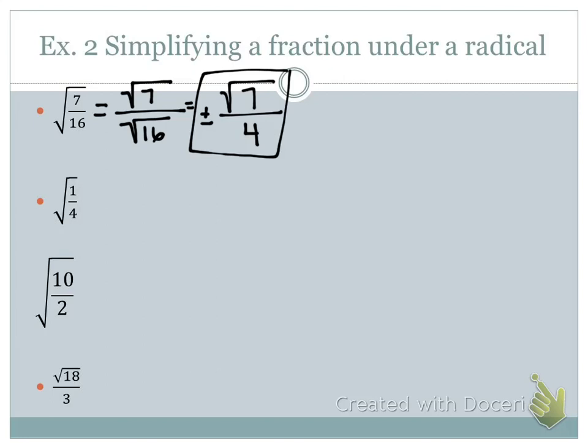Okay. Let's do the next one. Again, break it into 2 problems. The square root of 1 over the square root of 4. Does 1 have an exact square root? 1. Because 1 times 1 is 1. So guess what? The square root of 1 is 1. What's the square root of 4? 2. Positive, negative. There's my answer.